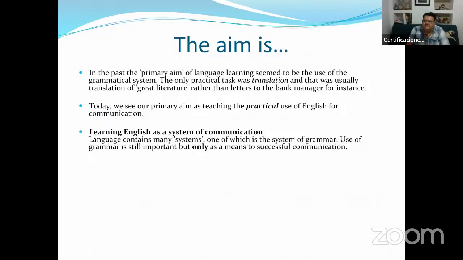Learning English as a system of communication. Language contains many systems, one of which is the system of grammar. Use of grammar is still important, but only as a means to successful communication. That's the core. A system has many elements. Grammar is one of them, but it's only for successful communication. Again, if your student speaks and communicates, then you have succeeded.